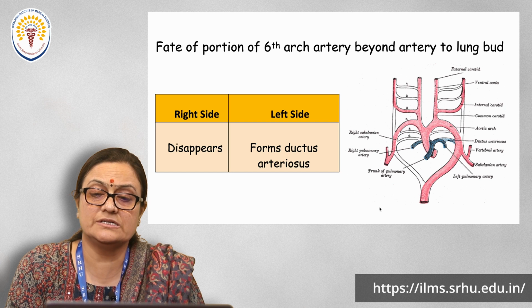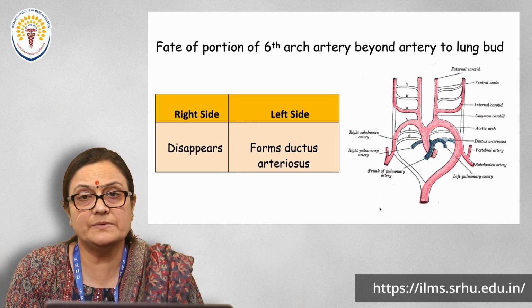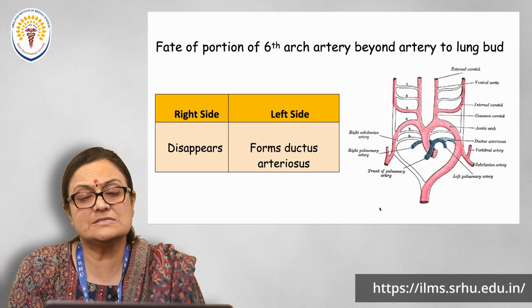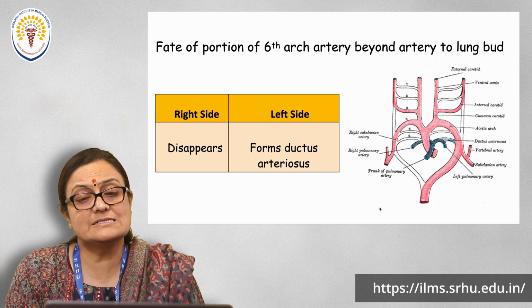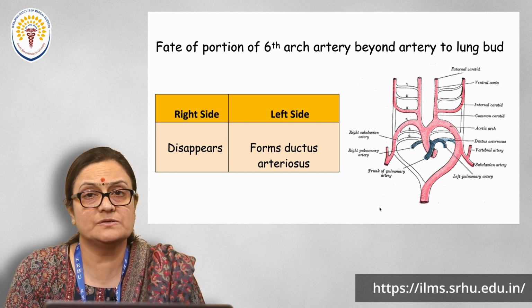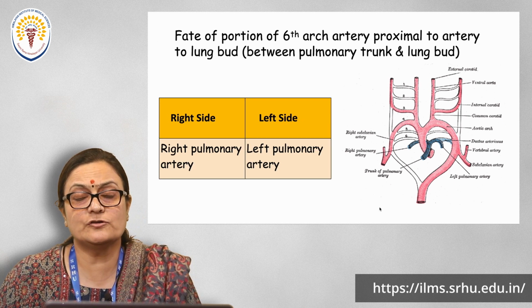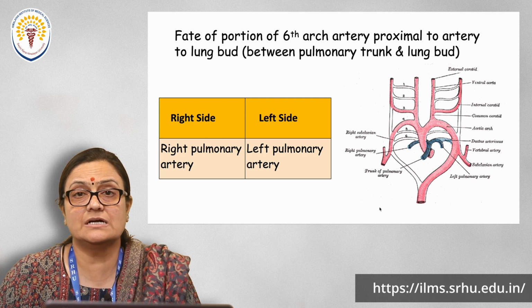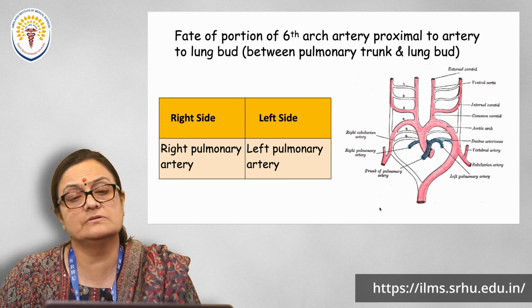So, obviously, ductus arteriosus will also remain only till birth, after which it will form a ligament known as ligamentum arteriosum. So, the presence of ligamentum arteriosum in the adult is actually telling us that some embryological structure was present during life, but it has got converted into a ligament after birth because it is no more needed. So, we have talked about the part distal to the artery. Now, let us see what happens to the part proximal to the artery to lung bud.